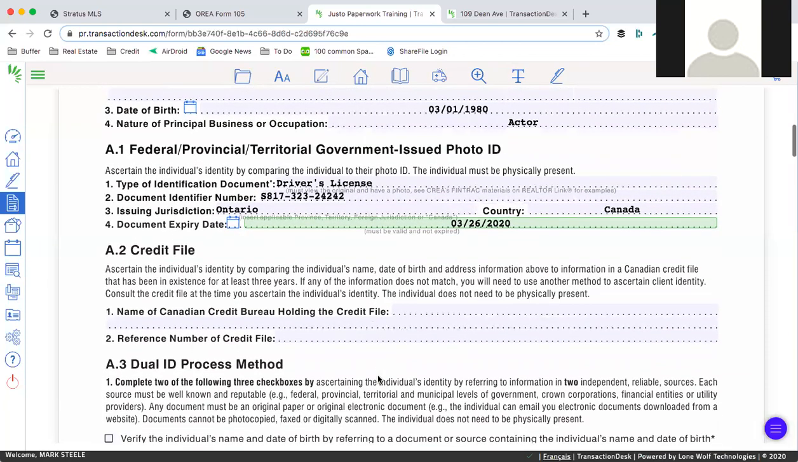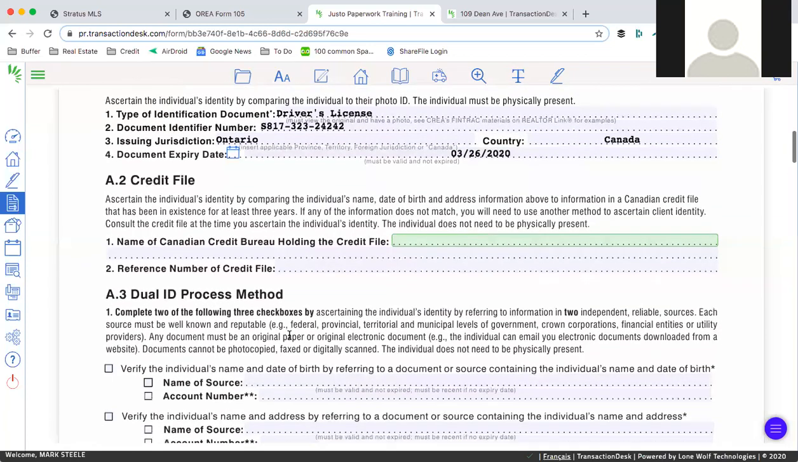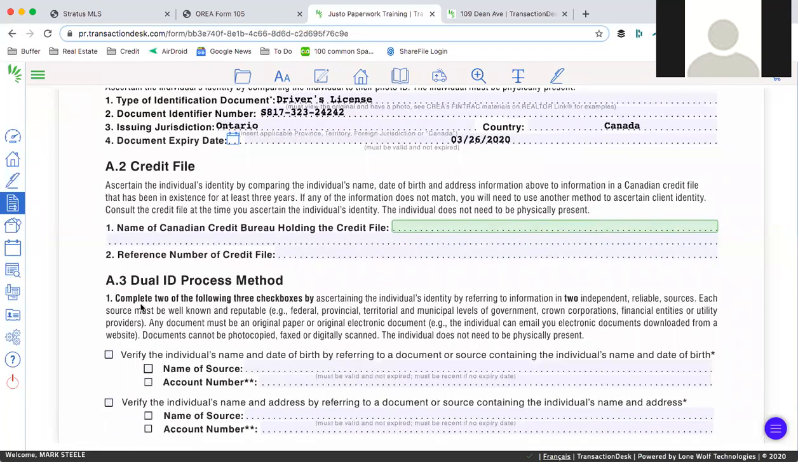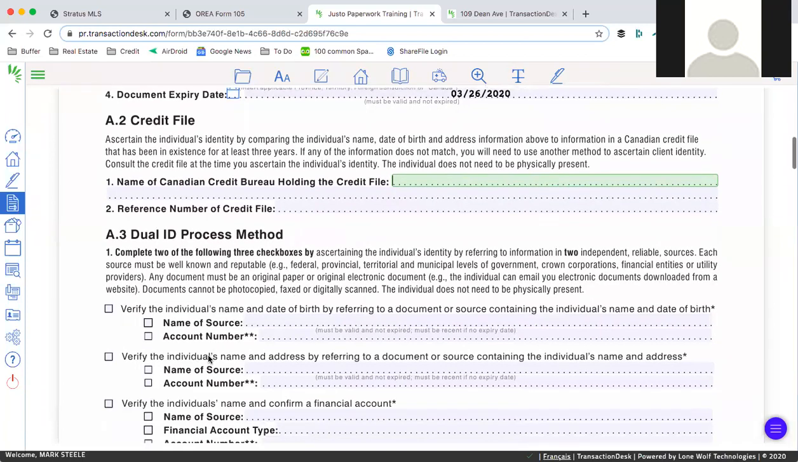Okay. If they didn't want to provide photo ID, you might use a credit file instead. So you can say the name of the Canadian credit bureau holding the credit file, whatever credit bureau they want to give you, and the reference number for that file. Or for a third option, you could use the dual ID process method, which is getting certain accounts that they put money into or take money out of, or accounts that they pay bills from, for example.